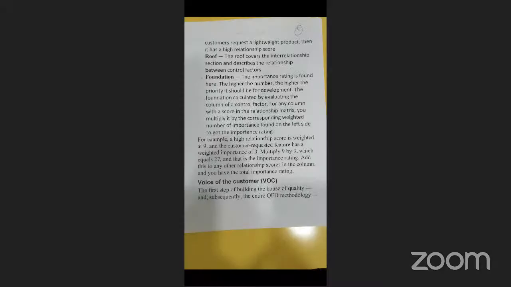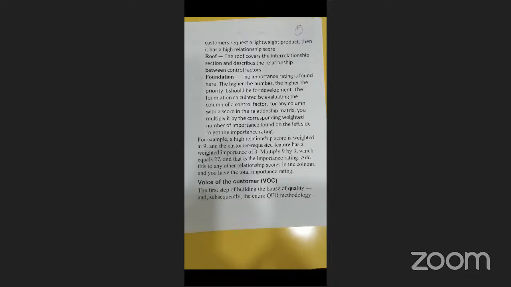The roof of the relationship section describes the relationship between control factors. Last is the foundation, the third part. The foundation is where the importance rating is found. The higher the number, the higher the priority it should have for development. The foundation is calculated by evaluating the column of control factors.